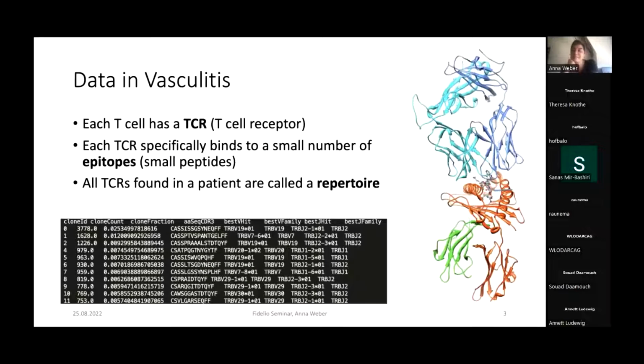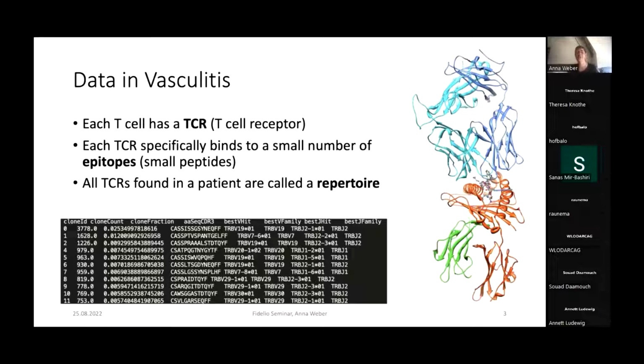The data that I'm working with is T-cell receptor repertoire sequencing. So we have these T cells, and each of them has a T-cell receptor on its surface. You see a T-cell receptor here in blue on the side. And these T-cell receptors very selectively bind to epitopes. You see an epitope here, just like a small molecular structure in the middle. That's just a short peptide.